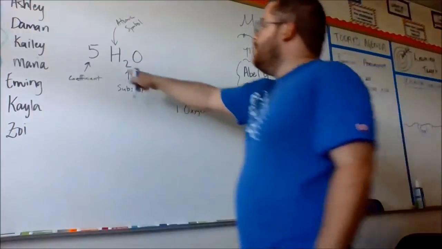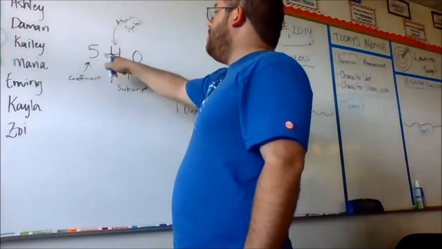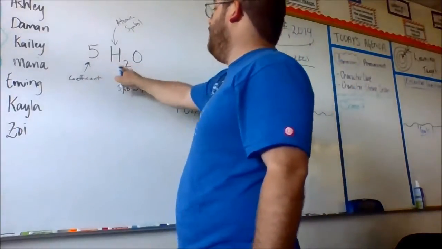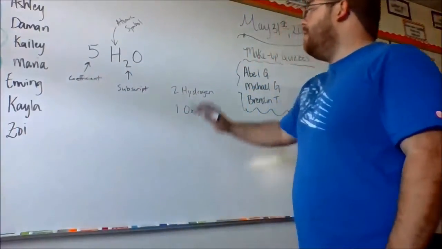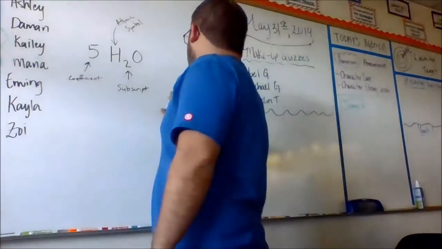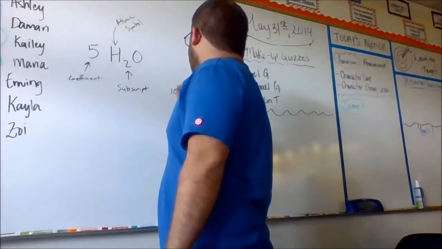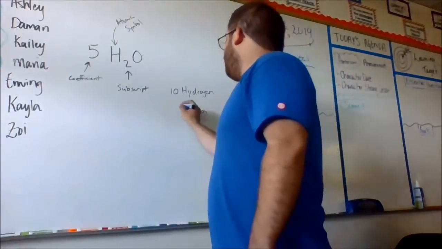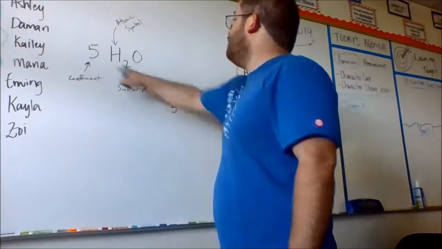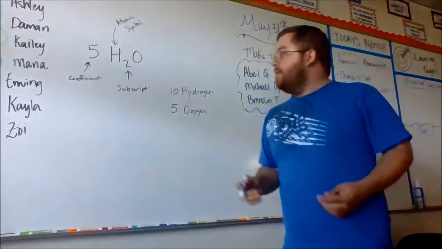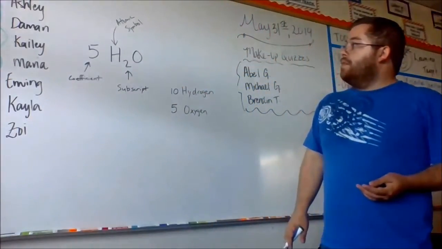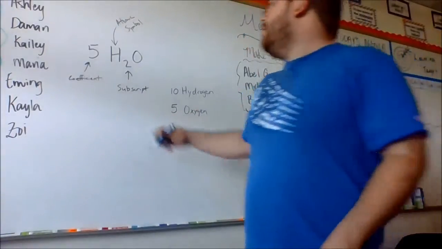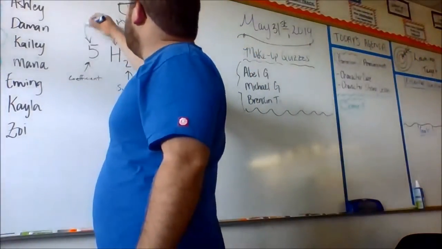Okay, so in order to determine how many of each atom there is, you have to multiply the coefficient times the subscript. So right here, there are now 10 hydrogens, 5 times 2, and there are 5 oxygens, 5 times 1. Okay, so the point of balancing chemical equations is to determine what these coefficients are.